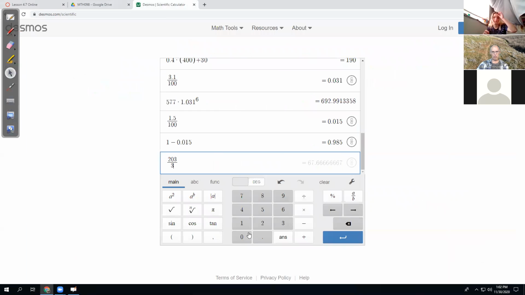203 divided by 300. Yeah, that's a lot of weird decimals. It's only 6s and 7s, but it's messy. I'm going to stick with it as a fraction. And Desmos would tell me if it reduced. It doesn't reduce, so I'm going to leave it.